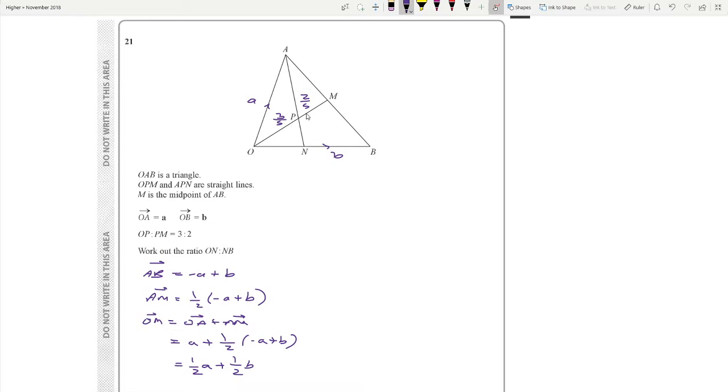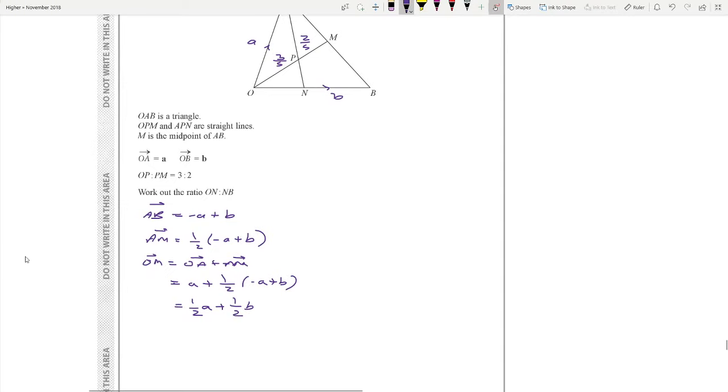Yes, we can. We can work out what OP is, because it's just going to be 3/5 of OM. So OP, let's have a go at that one next. I'll write down exactly what we're doing. We want to work out 3/5 of OM. We know OM is a half of A add a half of B, so that's going to become 3/5 of a half of A add a half of B.